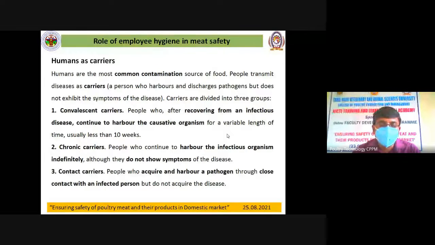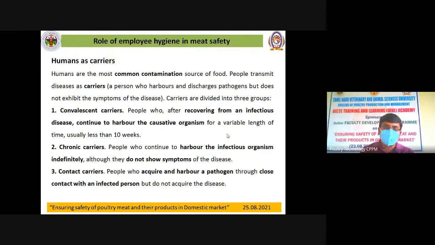And chronic carriers. Chronic carriers are people who continue to harbor the infectious organisms indefinitely, and they do not show the symptoms of diseases. So without being affected by any diseases, unknowingly you will harbor the infectious organisms, and you will spread the diseases or organisms to the food.